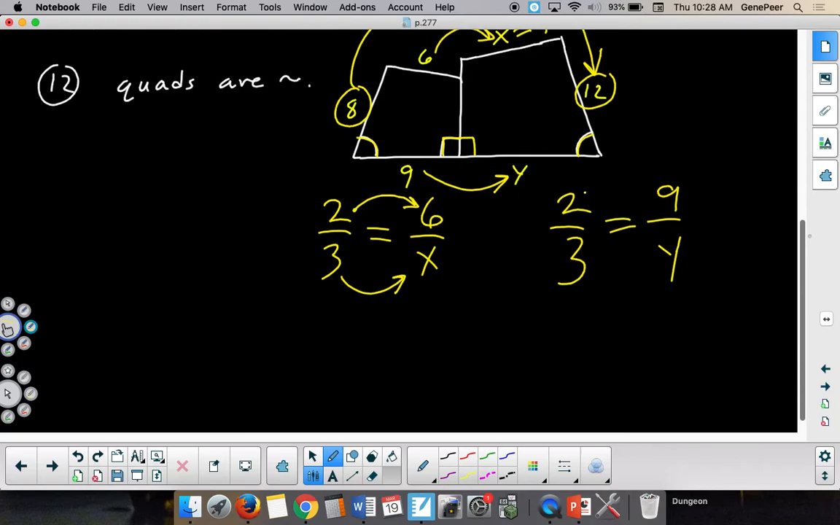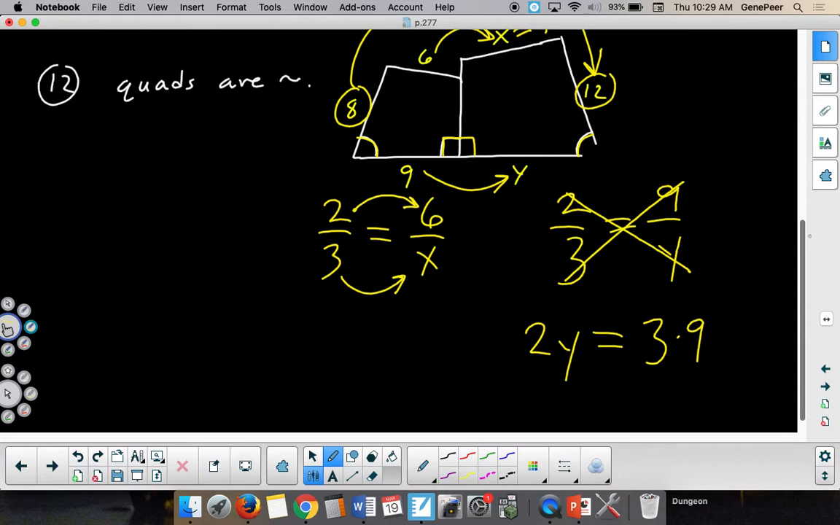Because what do you multiply 2 by to get 9? Well, it's true that you would multiply by 4.5, but who wants to mess with all that? So we are going to cross multiply, which means 2 times y equals 3 times 9.